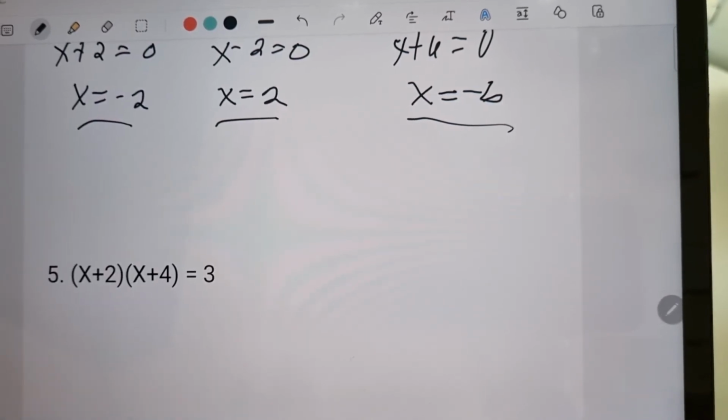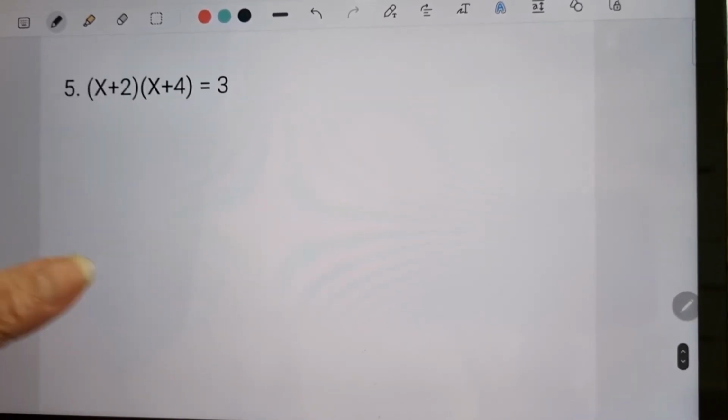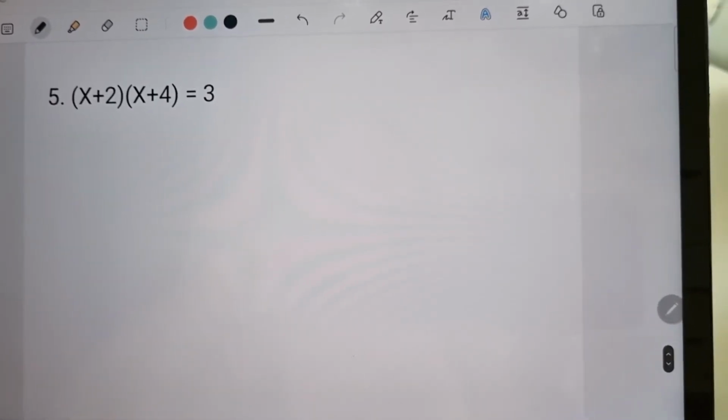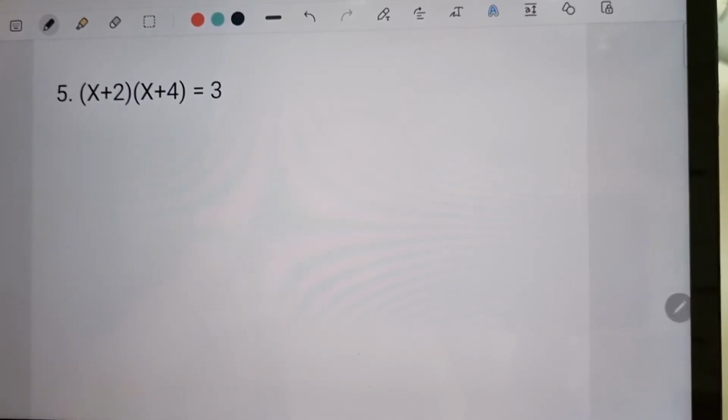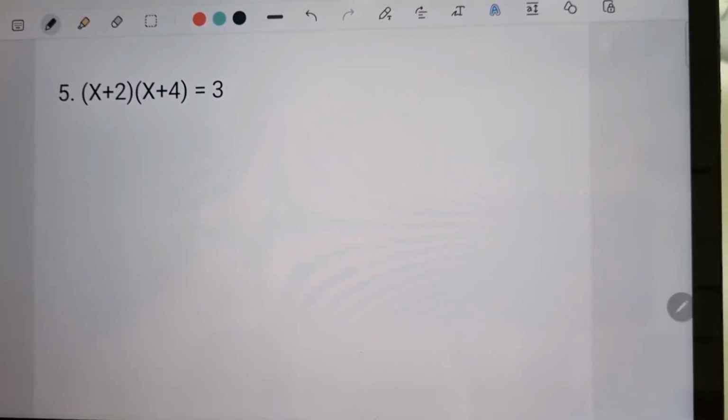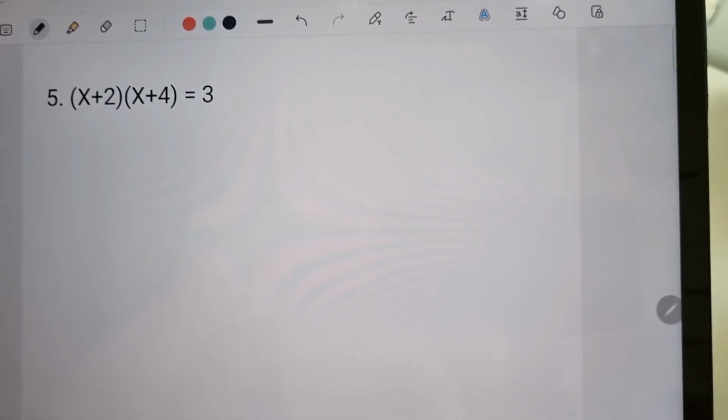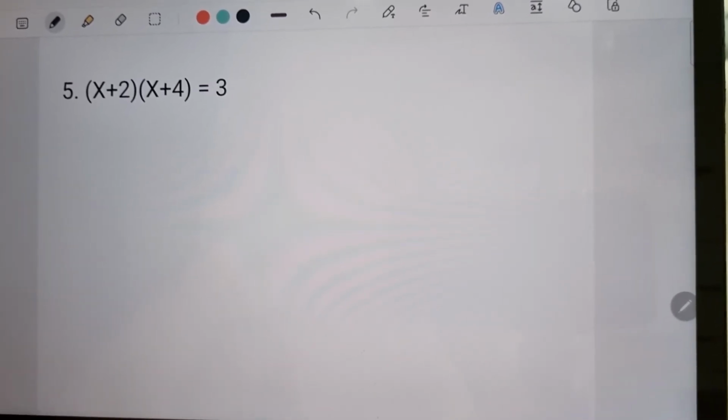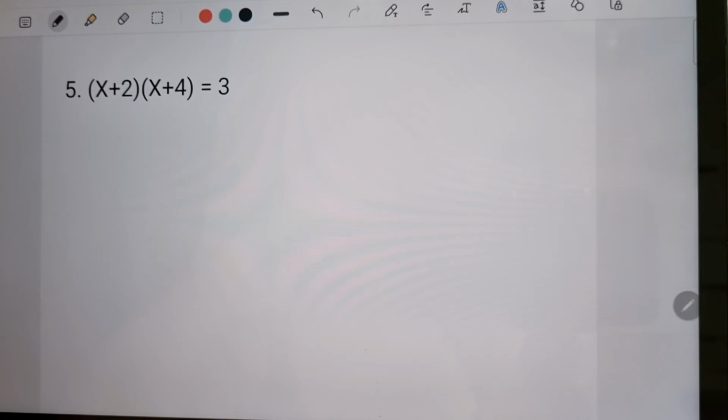Okay? Now, here in number 5, look at this. The quantity x plus 2 times the quantity x plus 4 is equal to 3. This is quadratic polynomial actually. But look at the number on the right side. That is 3. Can we solve this polynomial equation right away? No, we can't. Why? Because it is not in standard form. Magiging standard form lang siya kung ang nasa right side ay 0. So dapat aalisin natin yung 3 na yan at ililipat natin siya sa kabila.